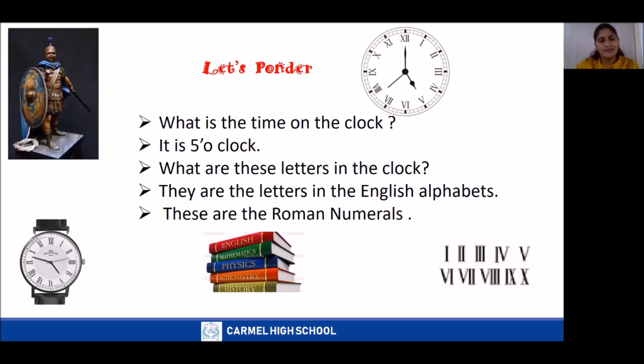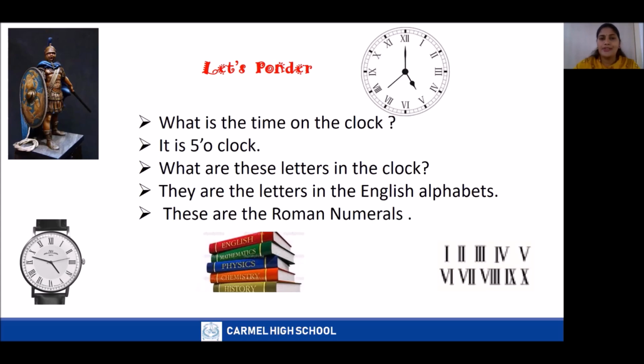Then, what do you know about Roman numerals? Can you see the picture? Yes. What do you know about Roman numerals? Yes, Roman numerals came from Rome. And Rome is a city in the European continent. And the people who lived in Rome are called Romans. They used different symbols as numbers and therefore came Roman numerals.